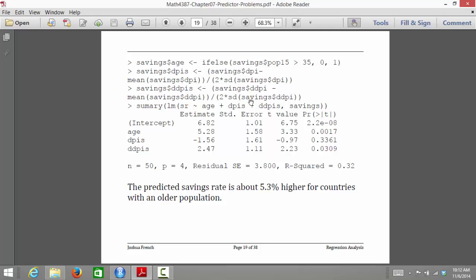The way that we can interpret this now, the predicted savings rate is about 5.3% higher for countries with an older population. So actually, that's wrong. It should be the other way around. When the country is young, POP15 is more than 35%. So the predicted savings rate is about 5.3% higher for countries with a younger population.